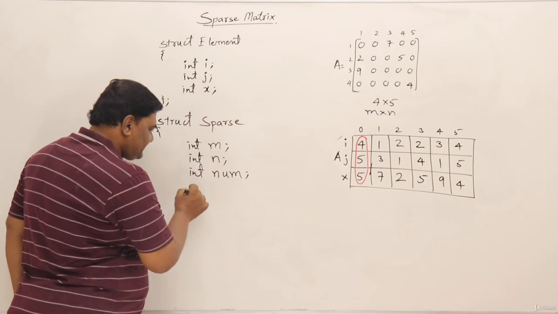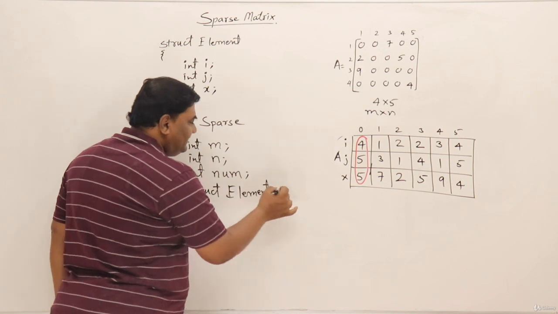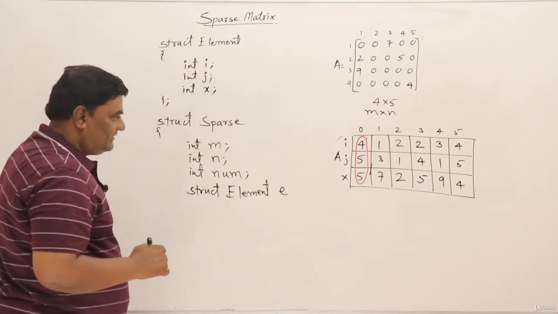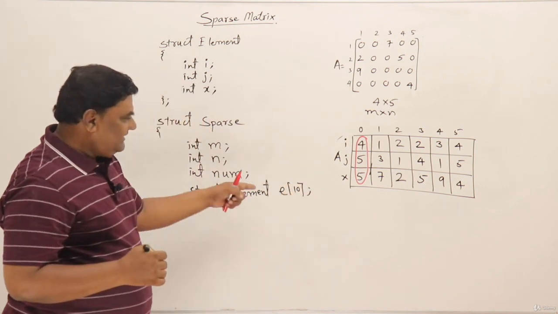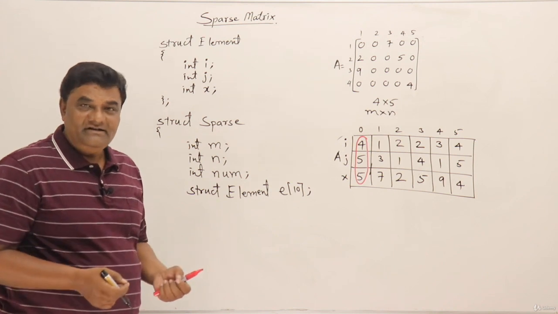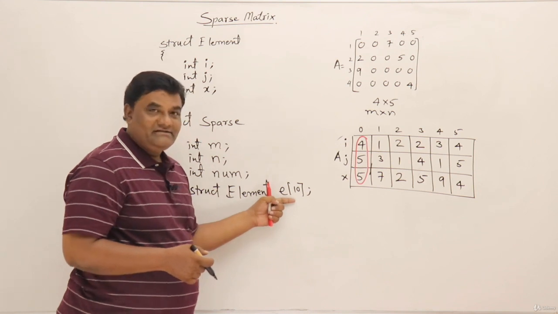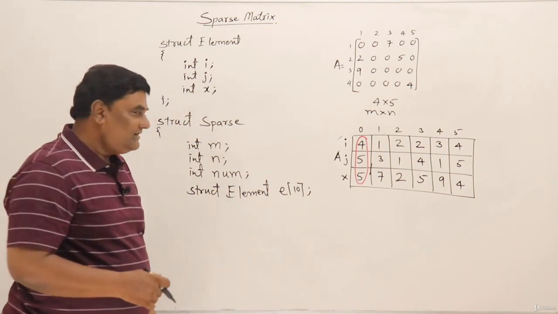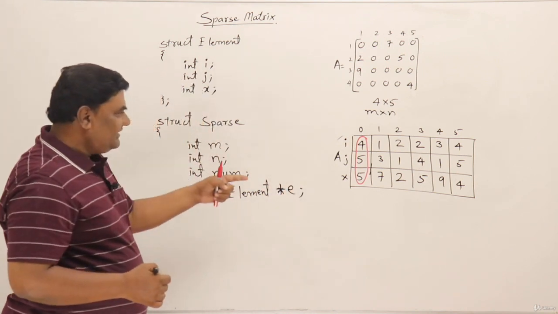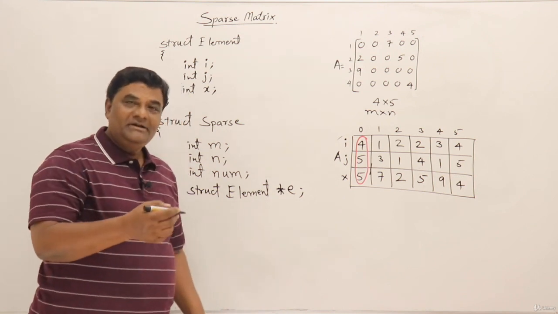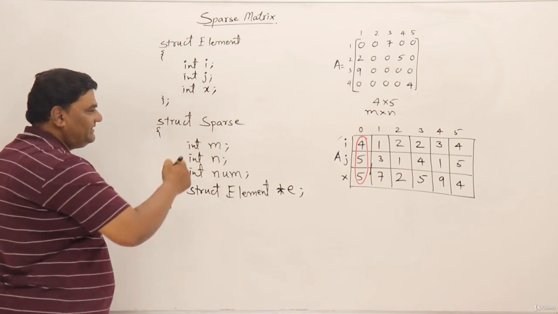So struct element E. I need an array. So shall I declare it as an array of some size? If I declare an array of some size, then it will be limited. It will be for only that many elements. Then instead of taking a static size array, let us take it as a dynamic size array. So for that, I'll just keep it as a pointer. So E is the set of elements, that is a pointer. Then dynamically we will create this array. So that's all. This is the structure for sparse matrix.